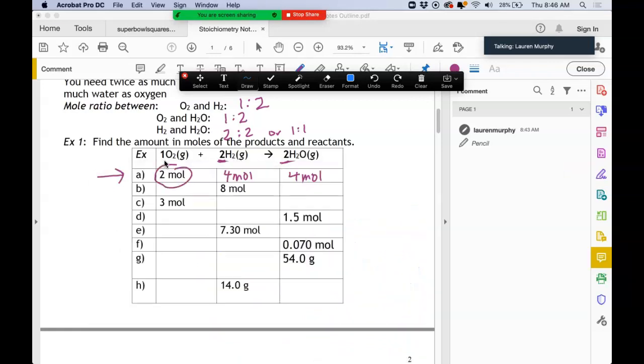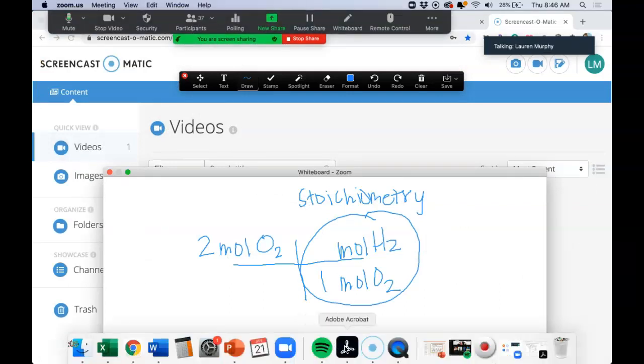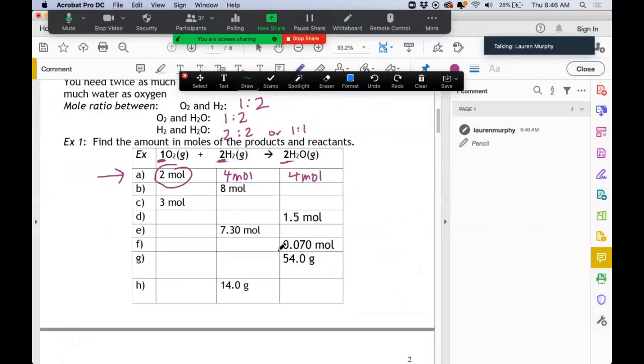Well, the mole to mole ratios come from the balanced chemical reaction. So my oxygen has a 1 in front of it. What does my hydrogen have in front of it? A 2.